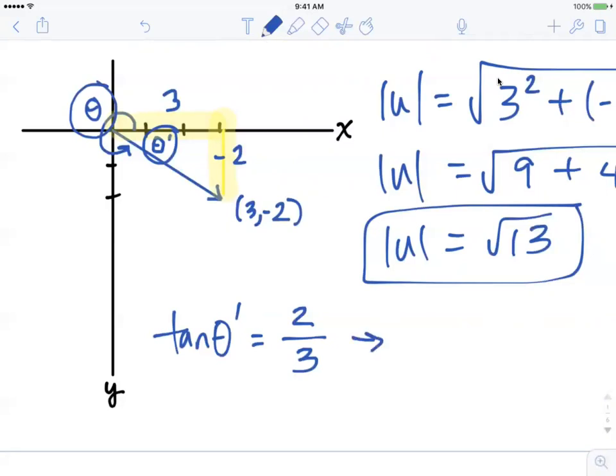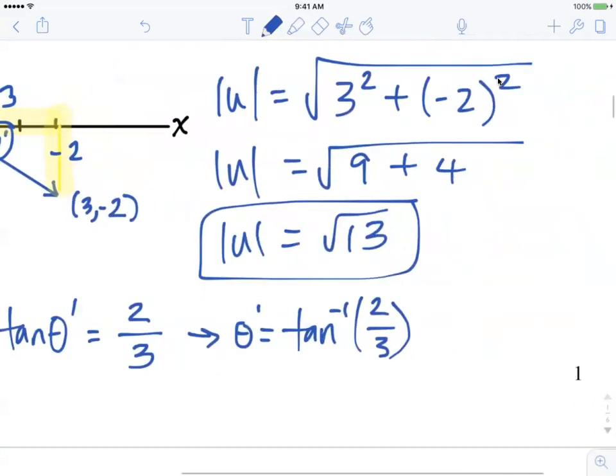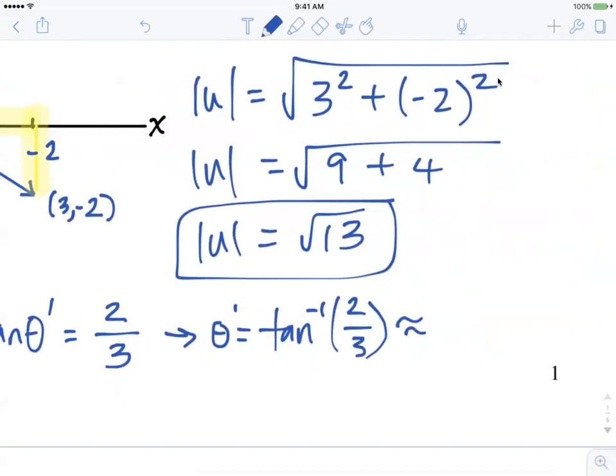And so that means I'm going to just do my calculator tangent inverse of 2/3, and then approximate that. So if I do tangent inverse of 2/3, make sure we're just going to do these in degrees. So I'm in degree mode and I'm getting about 33.7.